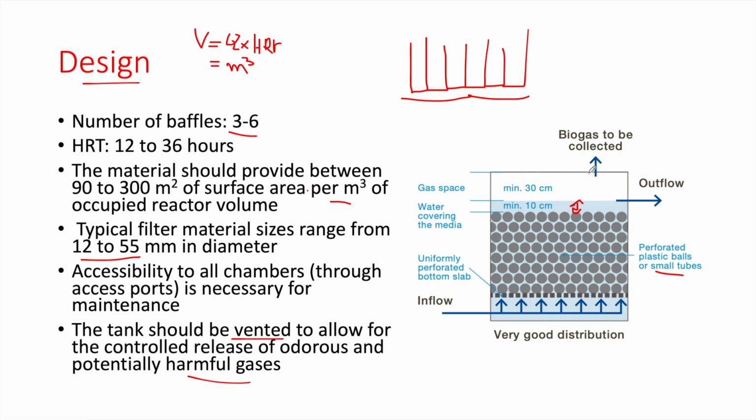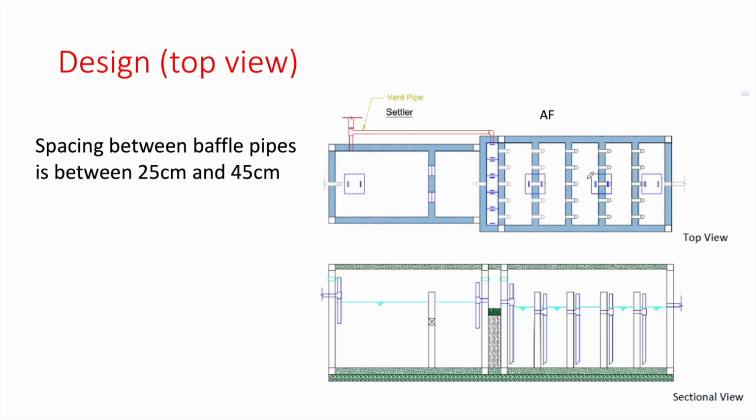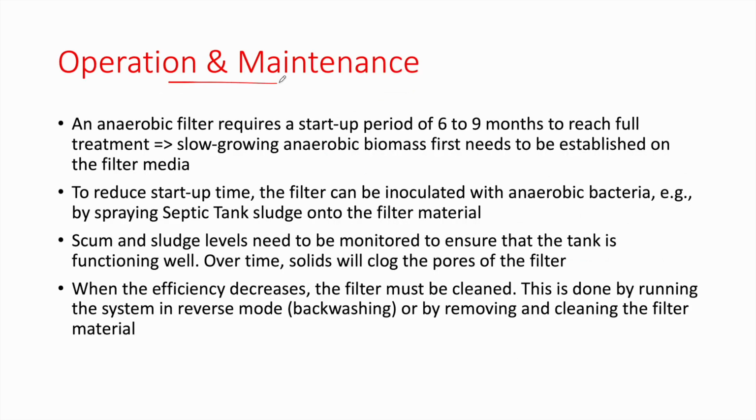And also we have what is called freeboard. In this case, it is the gas space, and even for maintenance, we require at least 30 centimeters between the top of the water and the top of the chamber. As we have already seen, we have many pipes in each chamber, and these are long pipes so that the water enters at the bottom, and always consider a spacing between the baffle pipes of 25 to 45 centimeters. Now we will go through the operation and maintenance.